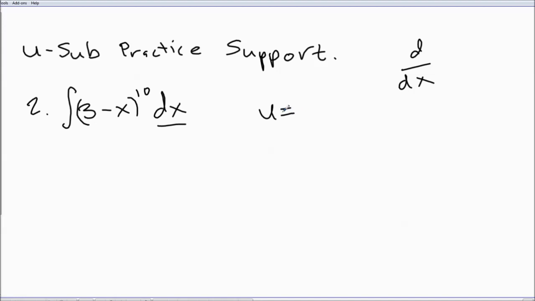The thing that I'm noticing in class is a lot of people are picking too much, like they're picking 3 minus x to the 10th. And that's going to cause a problem when you take a derivative because you're going to need a chain rule. So let's not do that. Let's pick less: u equals 3 minus x.